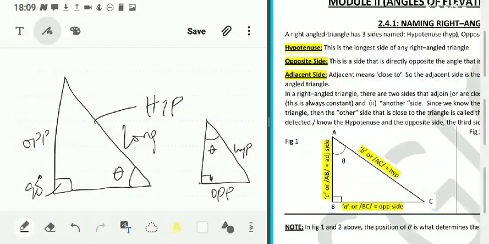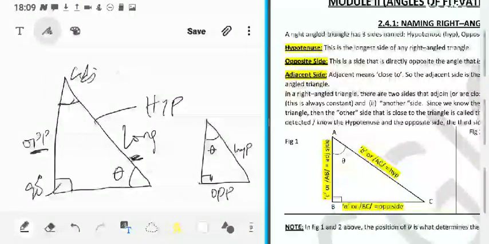For example, here now this is the adjacent side. Once you know the hypotenuse, this is the hypotenuse here, you know the opposite, this is the opposite, then definitely the third side is the adjacent side. Why do we call it adjacent? Because it is a side that is close to the given angle. Look at it, it shares a boundary with that given angle.